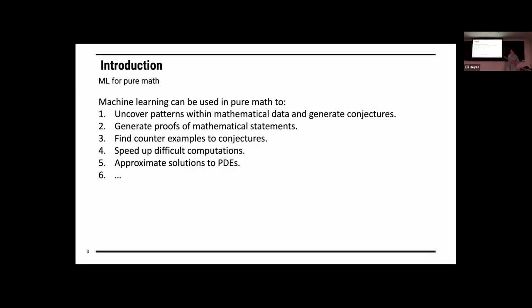So this is also a very interesting area of research. There have also been a couple of examples of using machine learning to look for counterexamples to conjectures. So as well as proving conjectures, we can also use machine learning to disprove conjectures. It can also be used to speed up difficult computations by manipulating expressions using symbolic AI. And finally, as we'll see in this talk, it can also be used to approximate solutions to PDEs for which there's no known exact solution.